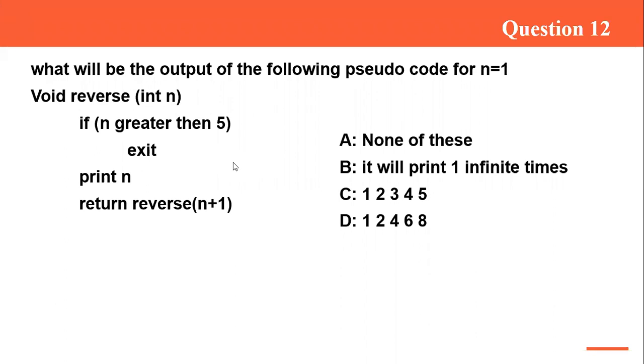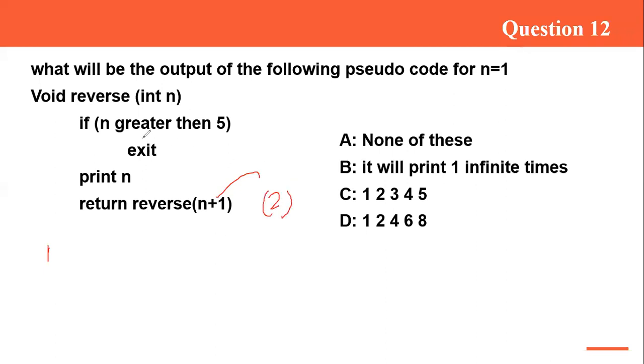Saying option C, 1, 2, 3, 4, 5. Okay, so yeah, it's very simple one. First, we have n as 1. When n is 1, it will check whether 1 is greater than 5. It's false. So it will go out of it. Out of it, we have print n. So we'll print 1. After printing 1, we are calling the function with n plus 1. That means we are calling the function with 2.